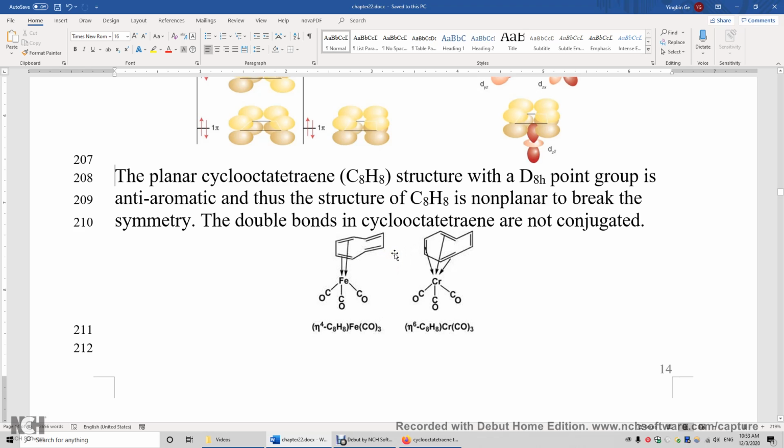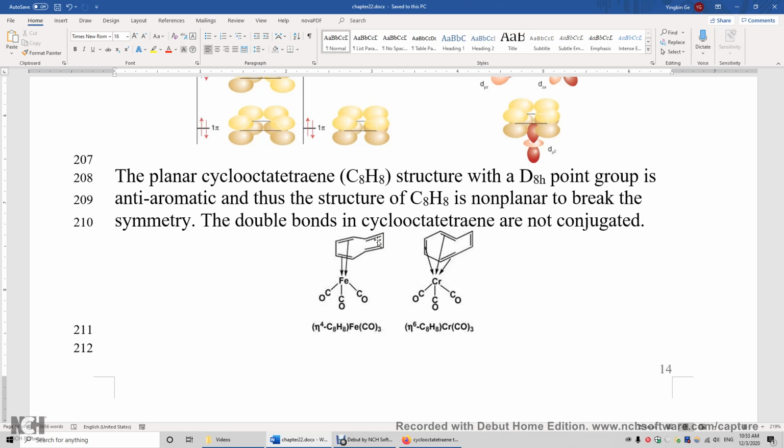You may observe 4 isolated double bonds. Okay? And another possibility is you may observe something like 2 separated 1,3 butadienes. So you can have 1,3 butadiene here, and over here you have another 1,3 butadiene as well. And this cyclooctatetraene structure has 4 double bonds.